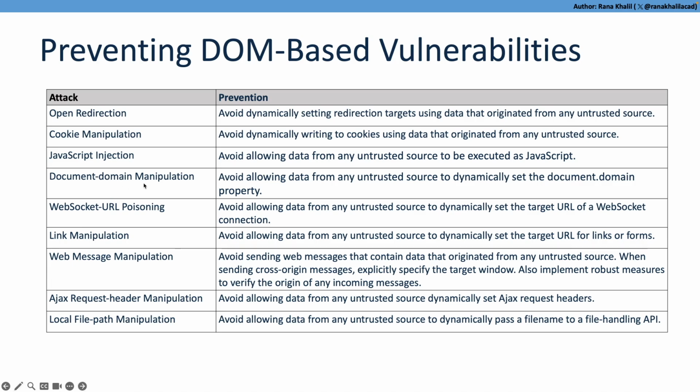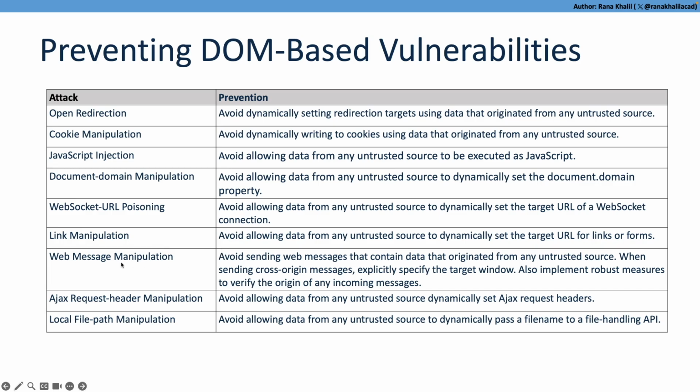For document domain manipulation, you want to avoid allowing data from any untrusted source to dynamically set the document.domain property. For WebSocket URL poisoning, you want to avoid allowing data from any untrusted source to dynamically set the target URL of a WebSocket connection. For link manipulation, you want to avoid allowing data from an untrusted source to dynamically set the target URL for links or forms. So make sure that untrusted data cannot change the source attribute or the href attribute.